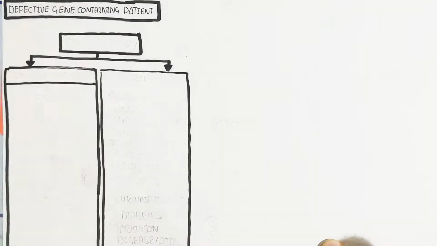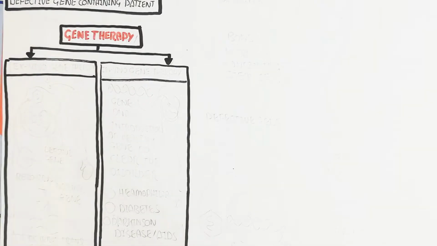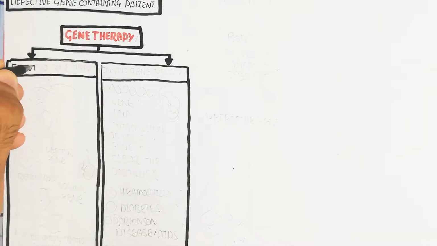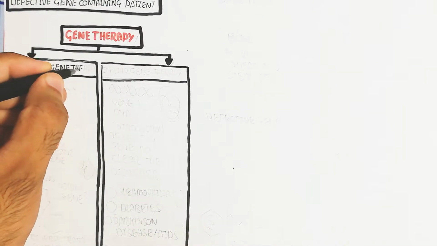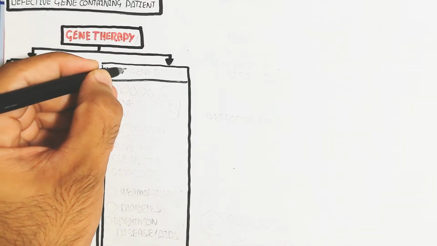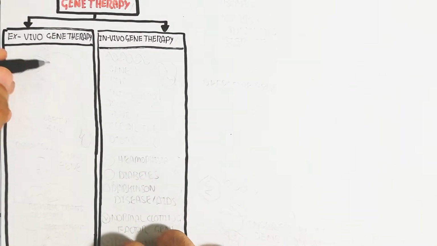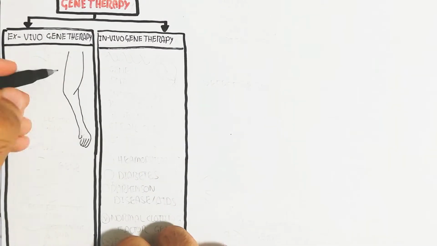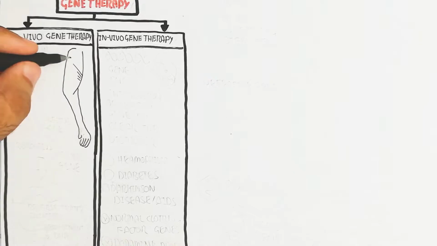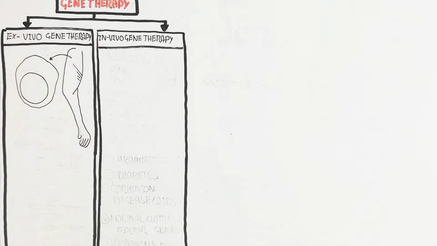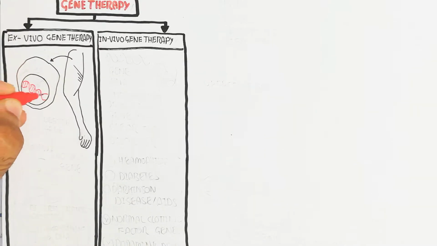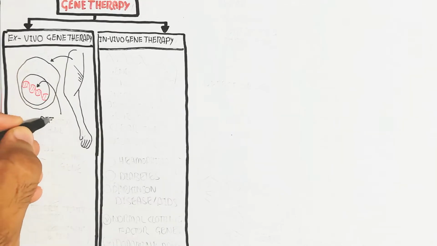So gene therapy is of two types: ex vivo gene therapy and in vivo gene therapy. Ex vivo gene therapy, first of all, we will learn. Ex vivo means the external cell will be removed from the tissue of the person, and then a retrovirus will be introduced, which is the famous ex vivo gene therapy.